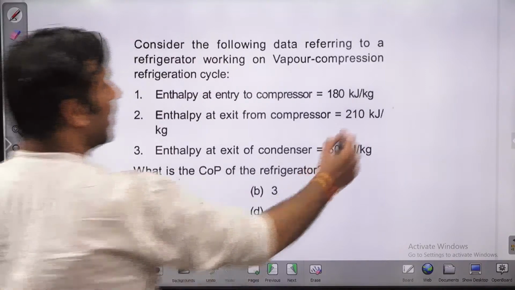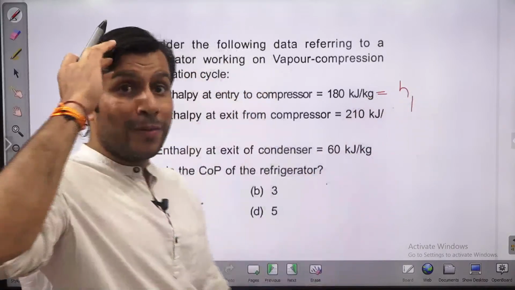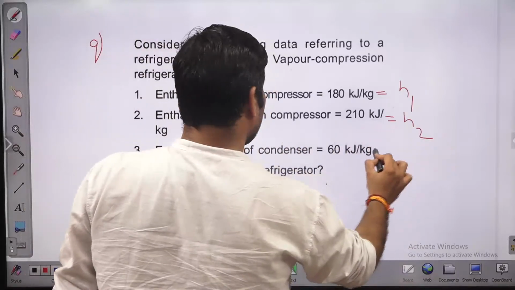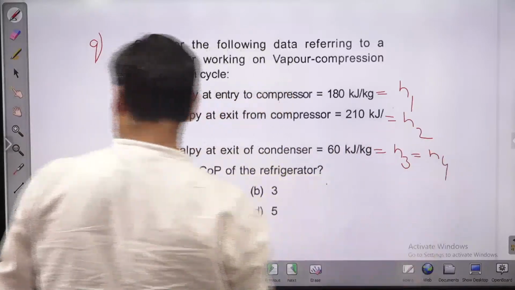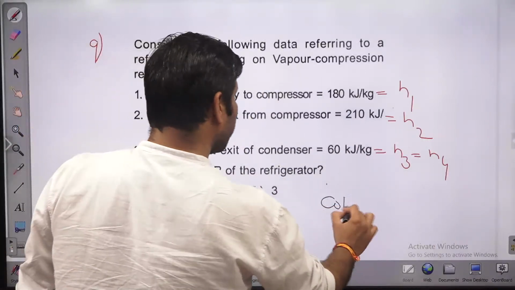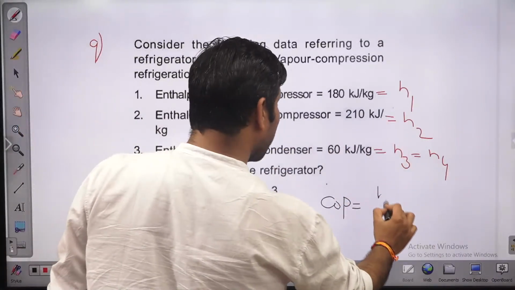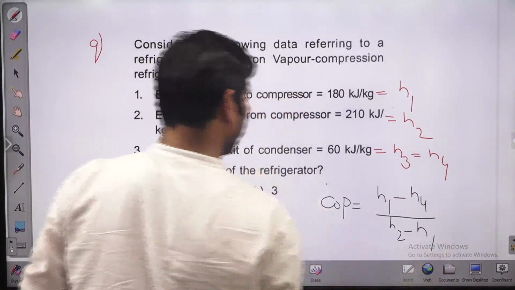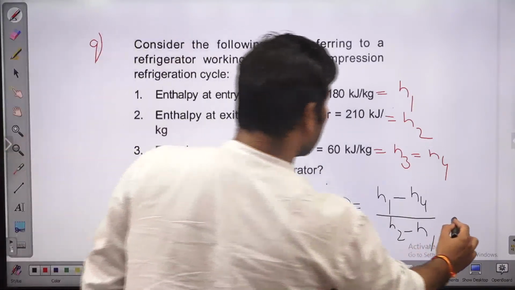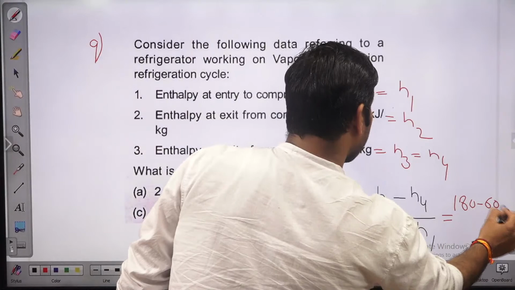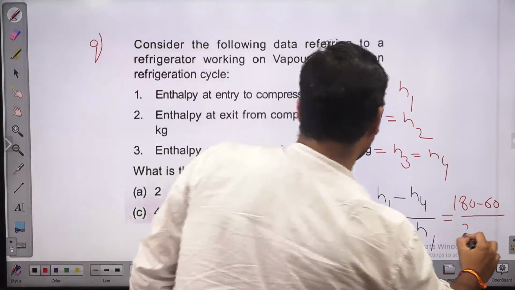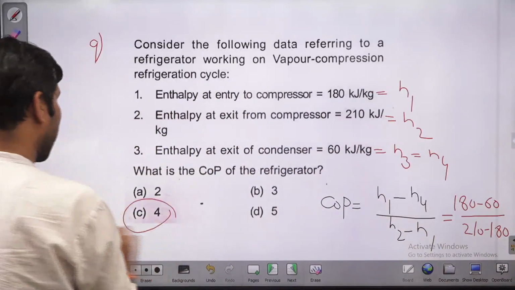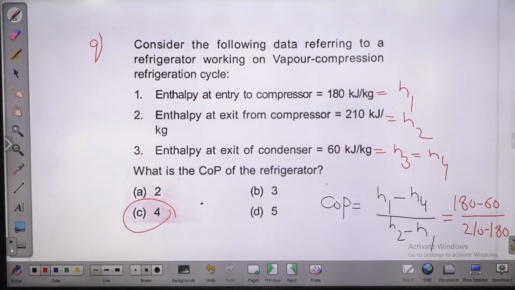Enthalpy at the entry of compressor, I'm writing it as H1. Now you need to solve it in your mind. There is no need to draw the diagram. Enthalpy at the exit of the compressor, this is H2. This is H3 equal to H4. So he's asking you the COP. So COP equal to refrigeration effect, which is nothing but H1 minus H4, divided by H2 minus H1. So what will be the answer, guys? H1 is what? 180 minus 60 means 120, divided by 210 minus 180. Okay, so 120 by 30, you will get 4 as the right answer. So COP 4 is the answer for this question.